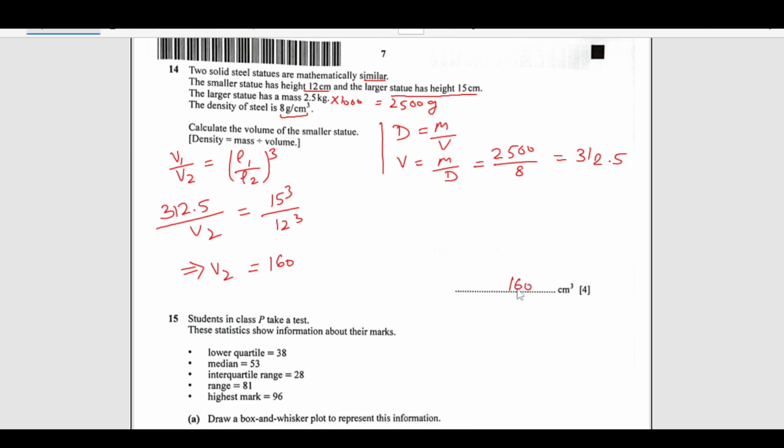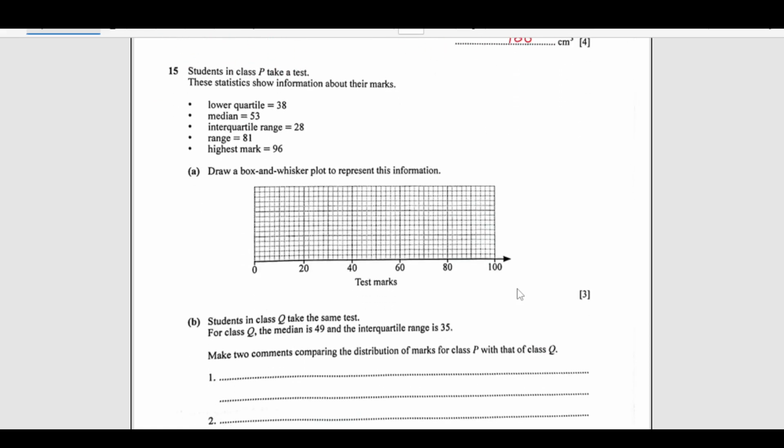Now question 16. Students in class P take a test. These statistics show information about their marks. Lower quartile is 38, median 53, interquartile range, we are given everything. Draw a box and whisker plot to represent this information. First of all, we have the lower quartile. Lower quartile is 38, somewhere here.